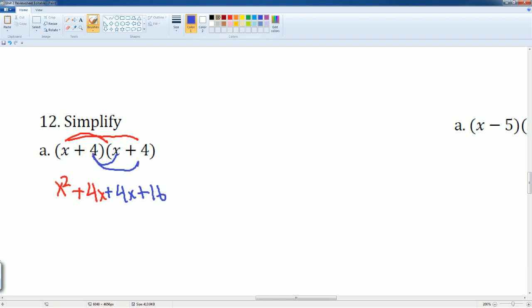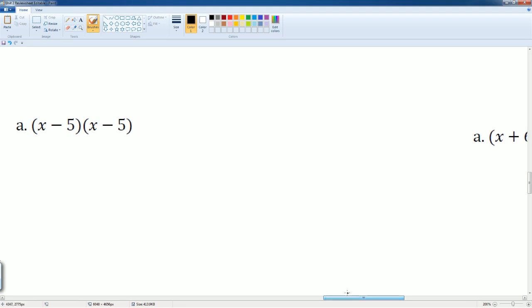Are there any like terms? Yes, 4x and 4x. This gets you 8x. Bring everything else down. X squared plus 8x plus 16. This is when they're the same. Of course, we have an 8 here and the square term, which is 16.